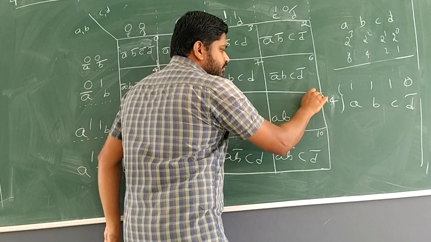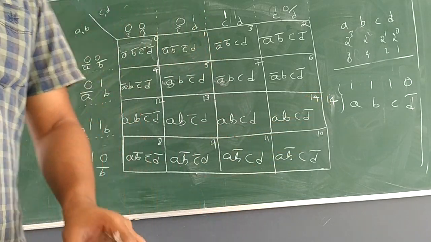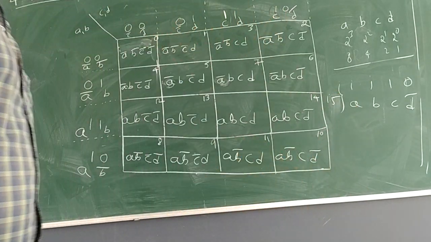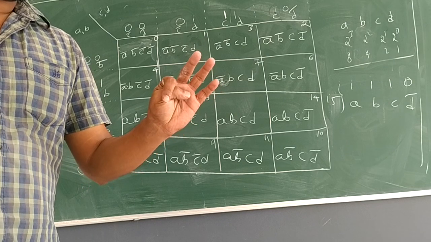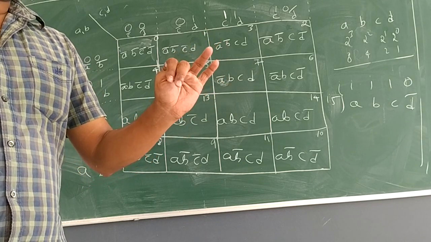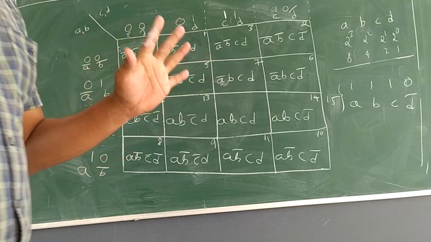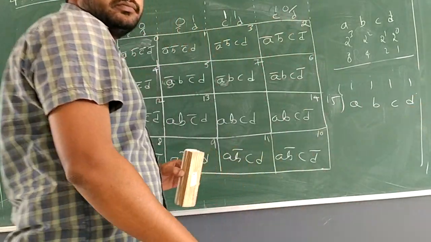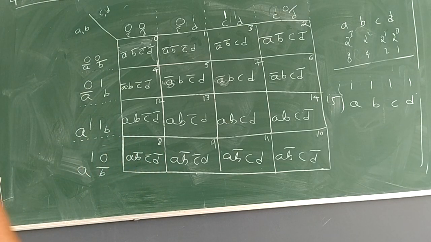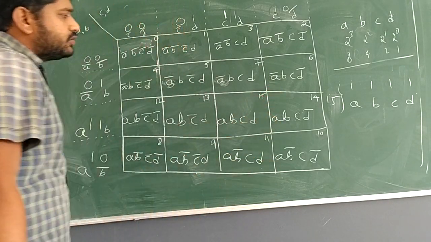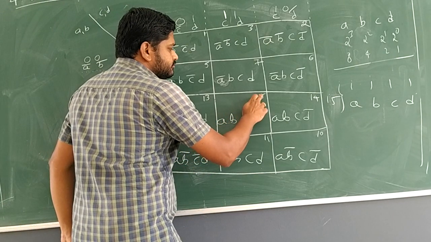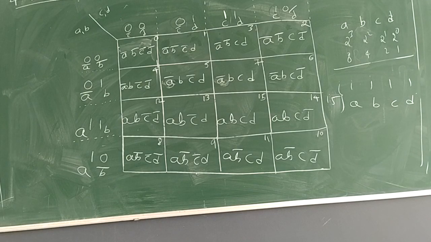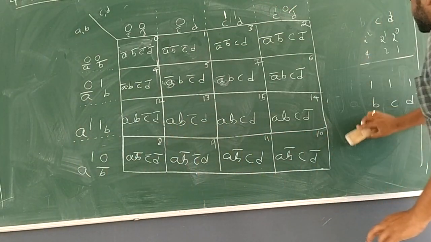What is the number? The cell number is 14. The last cell number is 15. So 8 plus 4 is 12, plus 2 is 14, plus 1 is 15. Hence we have to take all. So what is the term? A into B into C into D. That is what 15 is. Okay. So now here is the important thing.